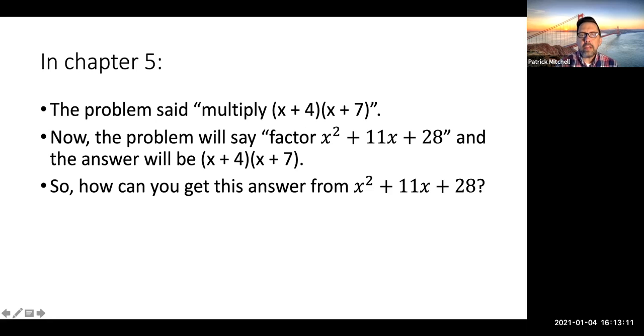So in general, that's how we're going to do these. They're going to hand us a trinomial. Now this only works when the leading coefficient is 1, okay? We just have to find a pair of mystery numbers to put here and here that add up to the middle number and multiply to give you the last number.